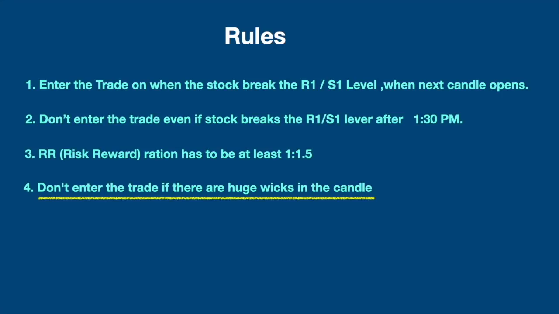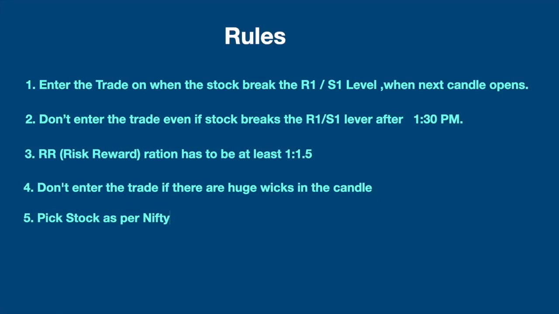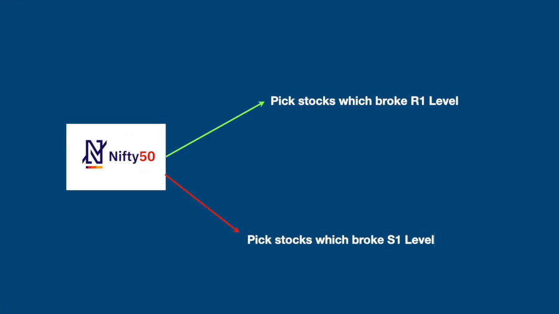Okay, so this is rule number 4. Now the last and final rule: we need to pick stocks as per Nifty sentiment. For example, if Nifty is currently bullish, trading in green, then we need to pick stocks which broke the R1 level. And if Nifty sentiment is bearish, that means Nifty is red, then we need to select stocks which broke the S1 level.